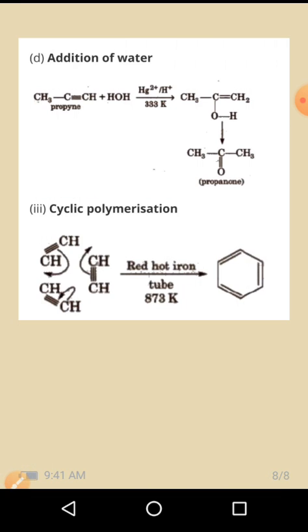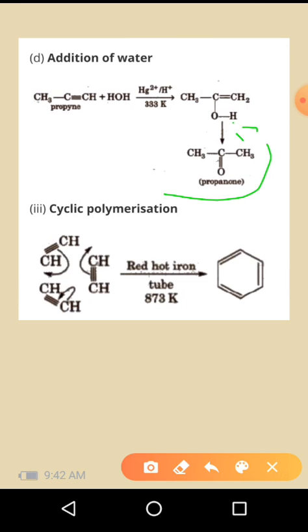So here is a reaction: propyne, upon adding an H2O molecule in the presence of Hg2+ and H+ acidic medium at 333 Kelvin, will produce an intermediate compound. Upon isomerization, it will produce propanone as the molecule. So this is the addition of water to alkynes.